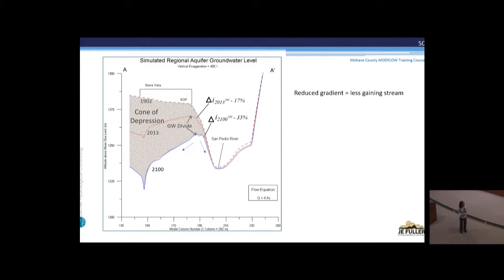Okay, so this is a simple, straightforward example of why gradient matters, and why, even though you're pumping from far away, it matters. It matters because you're influencing what's happening between there and the discharge point. So yeah, gradient really matters. Of course, it depends on where you look. The fact that this divide is here is still helpful because there still is a gradient. Eventually, if the divide flattens out, there would be no flow toward the river.